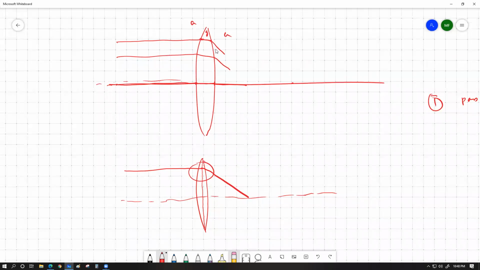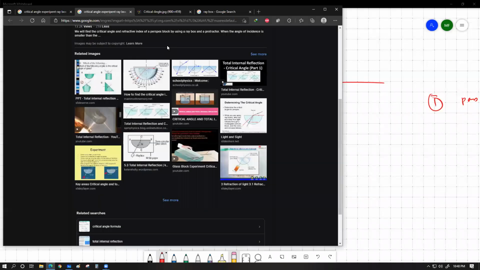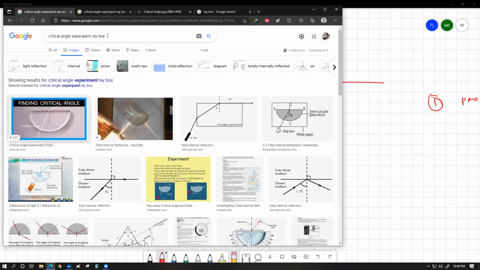The reason I bring that up is to give you the idea for the optical center. The optical center of a certain lens is this point. Let me just show you.